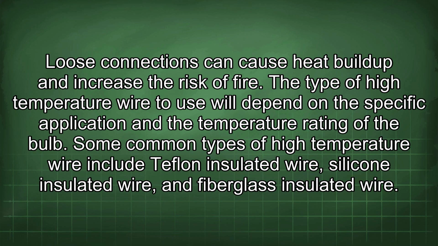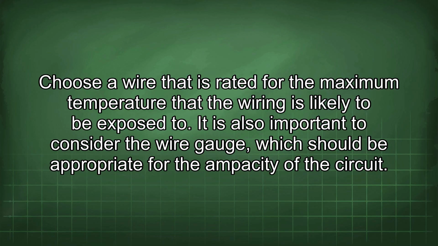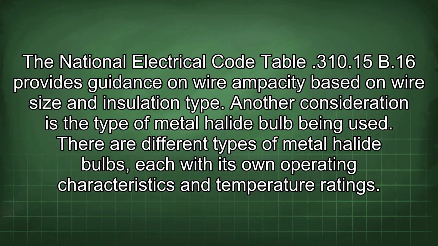The type of high temperature wire to use will depend on the specific application and the temperature rating of the bulb. Some common types of high temperature wire include Teflon insulated wire, silicone insulated wire, and fiberglass insulated wire. Choose a wire that is rated for the maximum temperature that the wiring is likely to be exposed to. It is also important to consider the wire gauge, which should be appropriate for the ampacity of the circuit. The National Electrical Code Table 310.15(B)(16) provides guidance on wire ampacity based on wire size and insulation type.